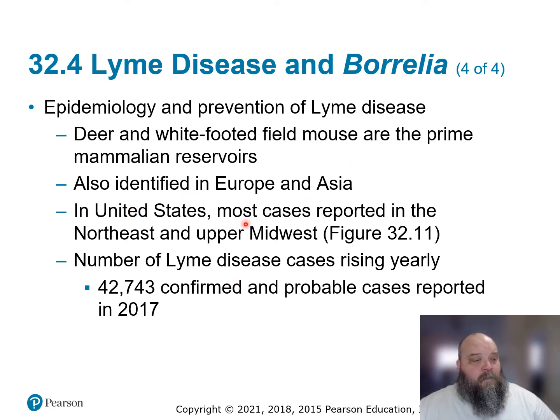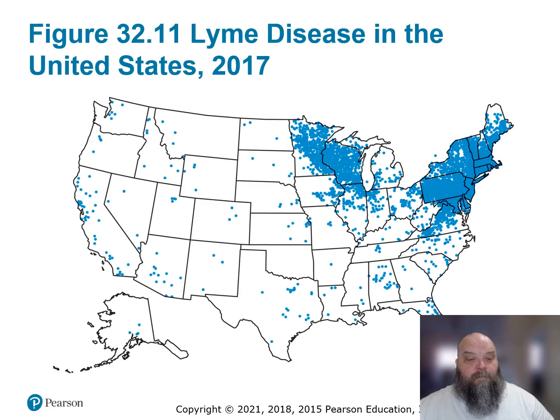We've seen this in Europe, Asia, but primarily we study it here in the US. Northeast, upper Midwest seems to be the places in the United States where this is predominant. About 42,000 cases were reported in 2017. This is going up. This is on the upswing as more and more people get out. 95% of the cases are right here in blue. Connecticut up in there. And that's where, as I said, they first initially identified this. That's the Lyme disease.